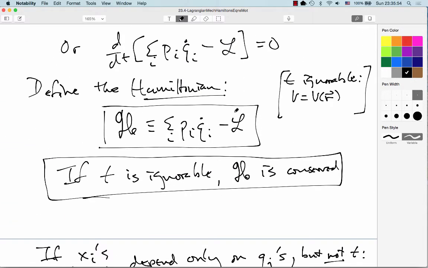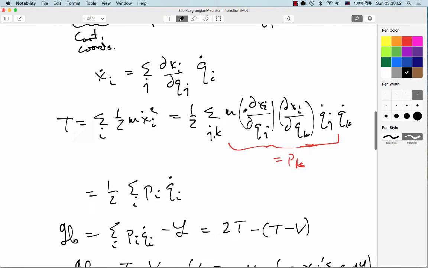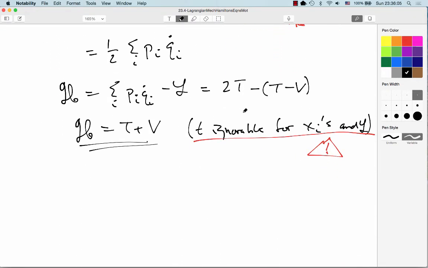Safest is always to go back to here. Find your generalized momentum, find your Lagrangian, just do it right. So if everything's very well behaved, so t is ignorable in the Lagrangian, and the transformation between Cartesian coordinates and your generalized coordinates doesn't have a time dependence, then we can interpret the Hamiltonian as the total mechanical energy. But it isn't always the total mechanical energy, it just is in this case.